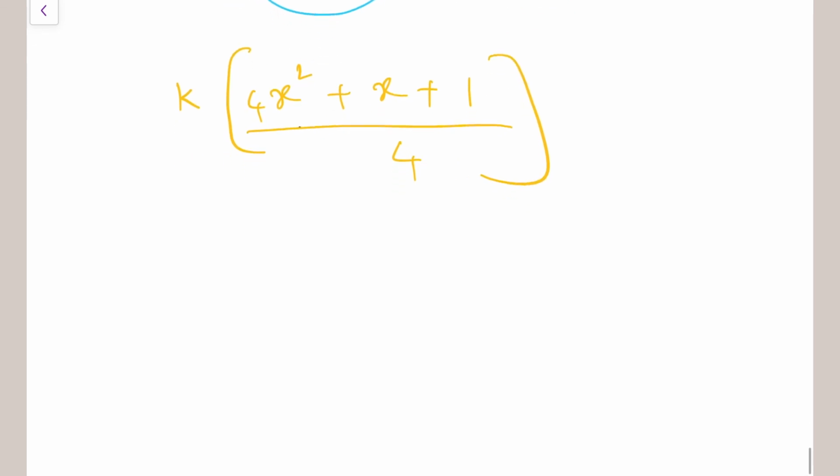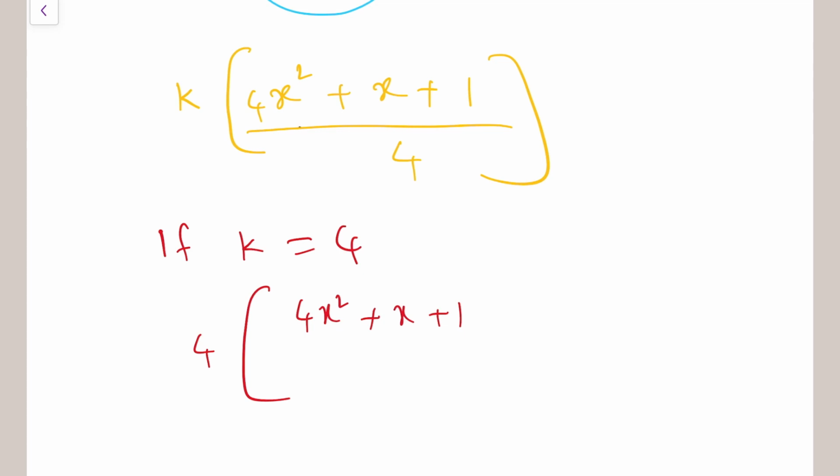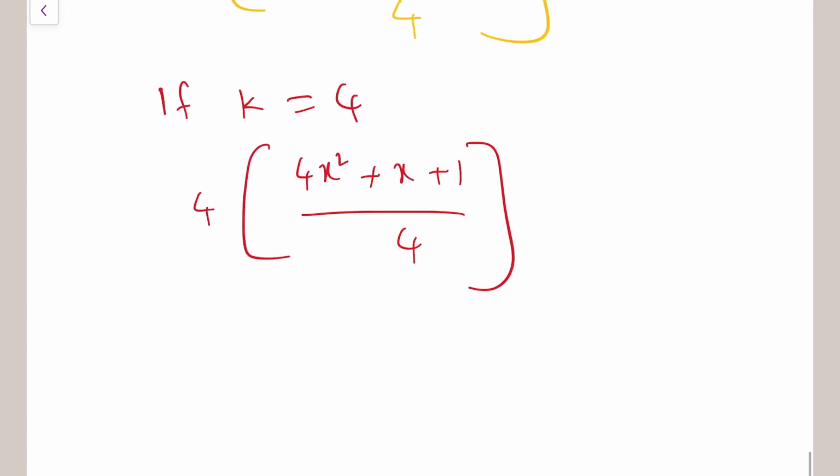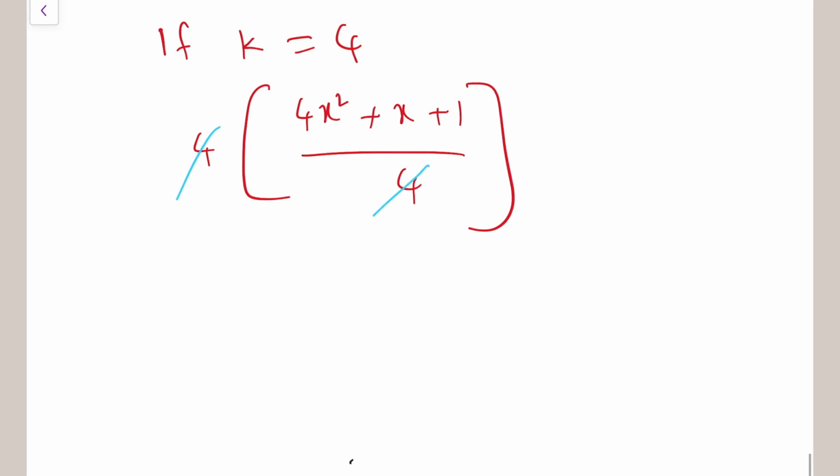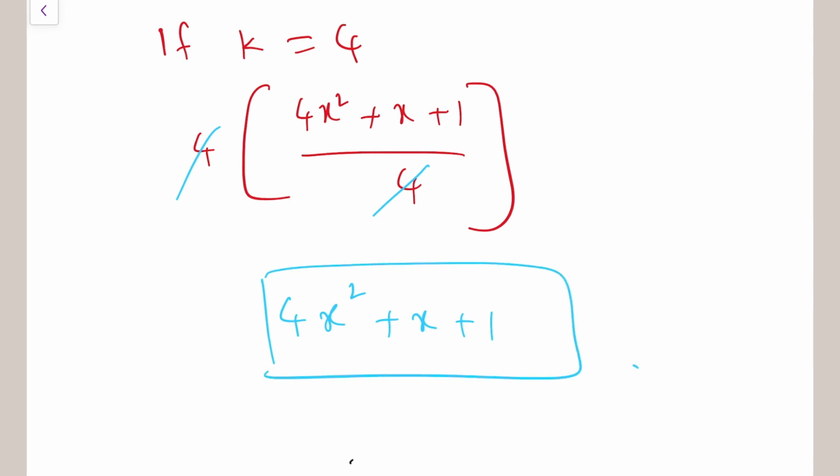Here the denominator is 4, right? So take the k value as 4 to cancel that. If k equals 4, 4 into 4x square plus x plus 1 by 4. Here 4 will get cancelled. Then finally we remain with 4x square plus x plus 1. This is the required quadratic polynomial.